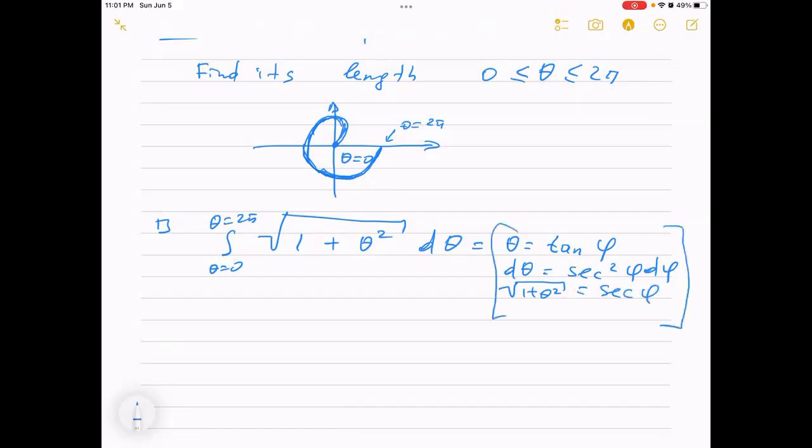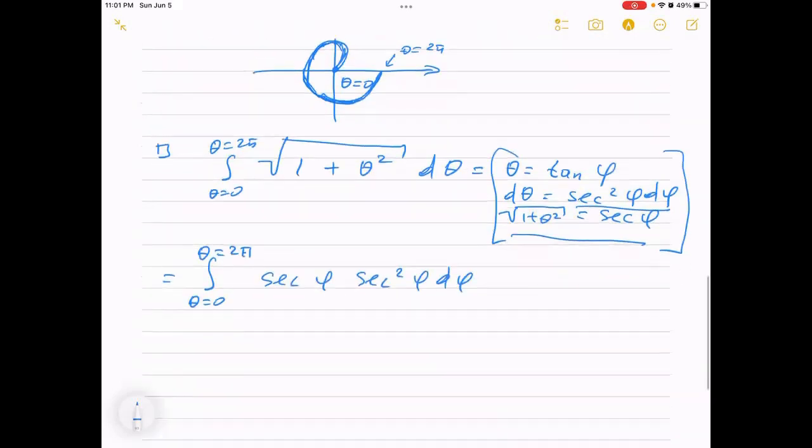That's the trig substitution we're going to use. So we're going to get the integral from theta equals 0 to theta equals 2 pi. The square root of 1 plus tangent squared phi is secant phi. d theta is secant squared phi d phi. Secant times secant squared is going to be secant cubed phi d phi, starting at theta equals 0 and finishing at theta equals 2 pi.